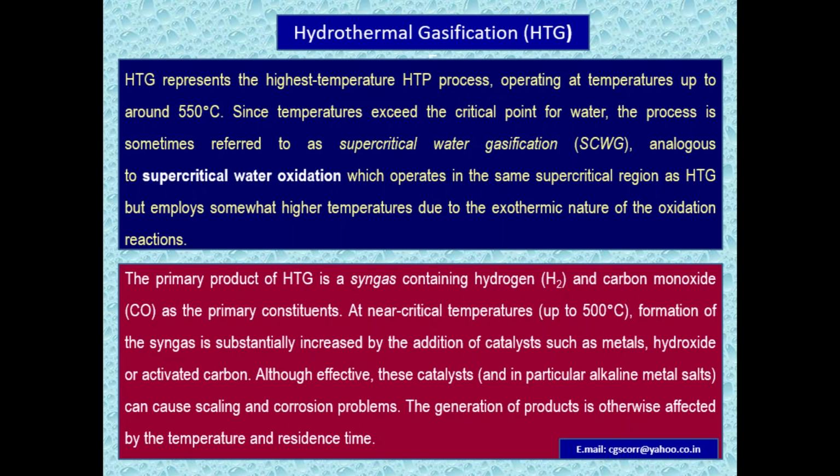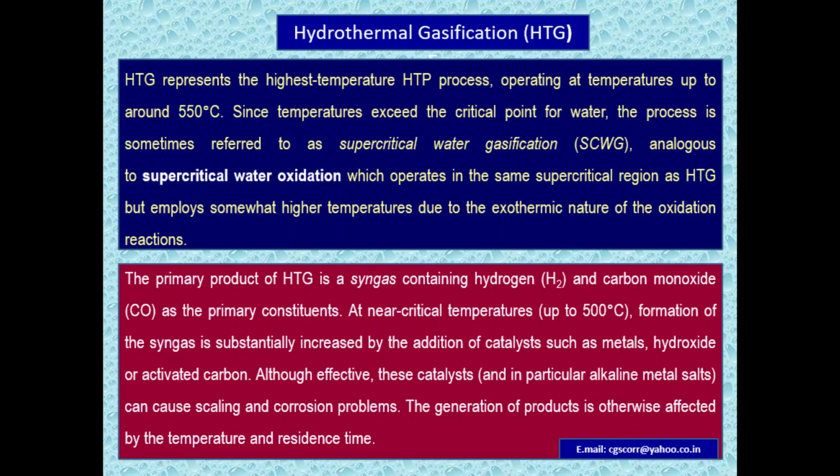Hydrothermal gasification, shortly called HTG. Hydrothermal gasification represents the highest temperature hydrothermal processes, operating at temperatures up to around 550 degrees centigrade. Since temperatures exceed the critical point for water, the process is sometimes referred to as supercritical water gasification, shortly called SCWG. Analogous to supercritical water oxidation, which operates in the same supercritical region as hydrothermal gasification but employs somewhat higher temperatures due to the exothermic nature of the oxidation reactions.